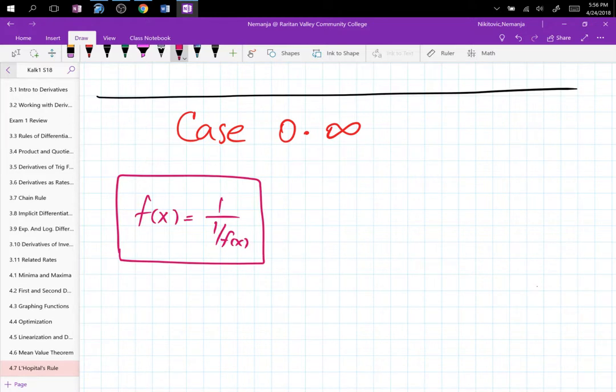So let's take a look at a problem. We start with a vanilla problem over here. Limit of x cosecant x as x goes to 0.